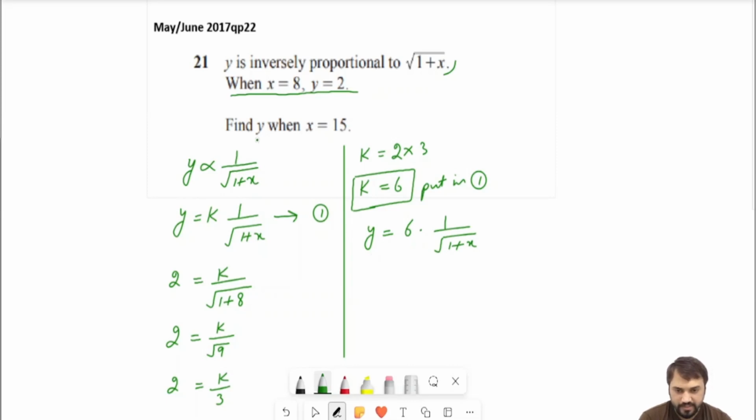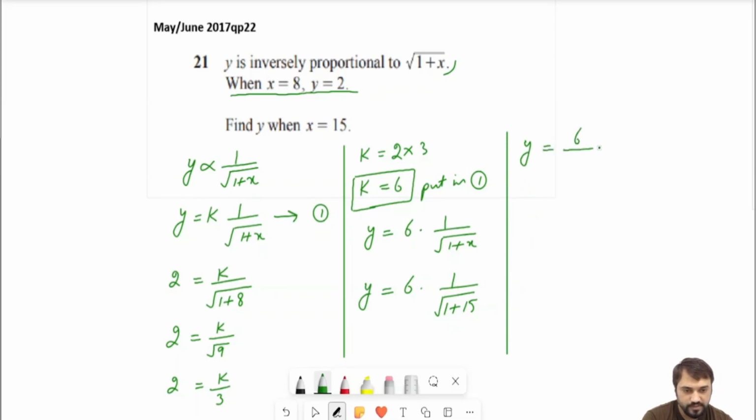Now the rest of the statement is find y when x is equal to 15. So we need to calculate the value of y when the value of x is 15. Square root of 1 plus 15, y is equal to 6 over square root of 16, and square root of 16 is equal to what? Yes, it is 4. We can cancel these by 2: 3 and 2. This is our final answer. Y is equal to 3 over 2.